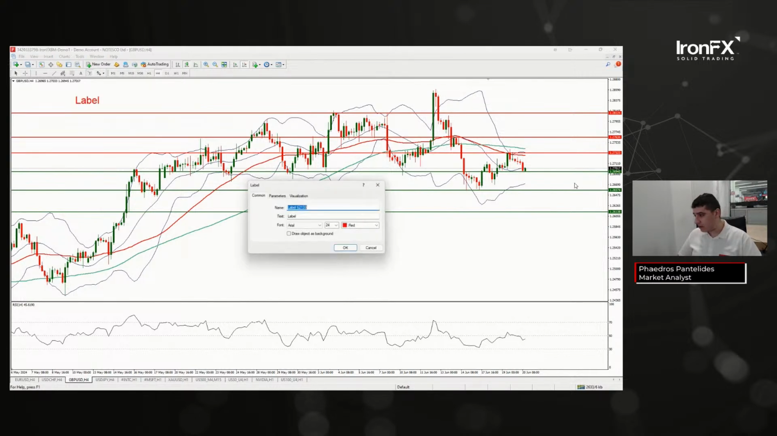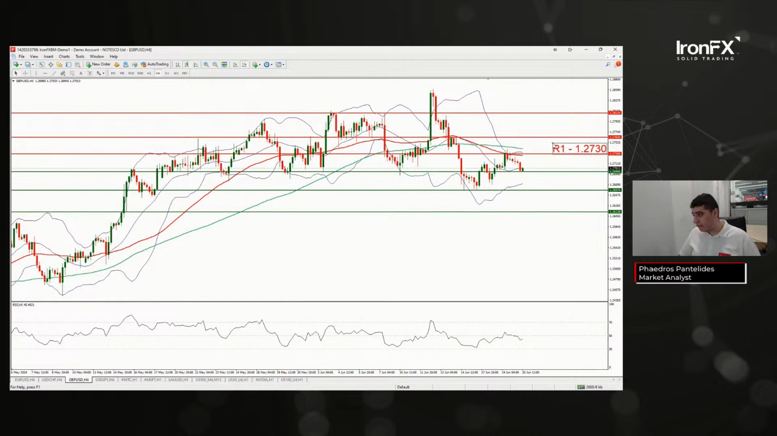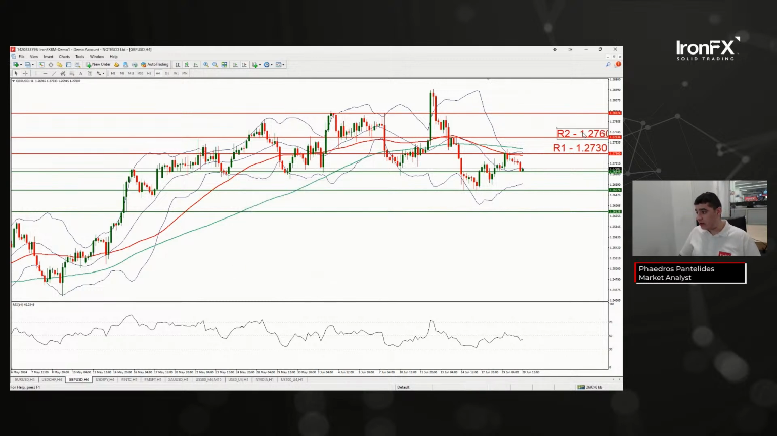So we have our support and resistance lines, 1.26945. I'll add the text labels in. Since it's in red, let's finish off with our resistance lines. So we have R1 at 1.2730. You might be wondering, we will be adjusting this resistance line to round figures. So we go 1.2730. For R2, we will be using 1.2760. That is our R2 resistance line.